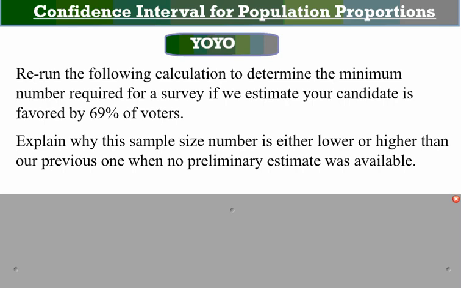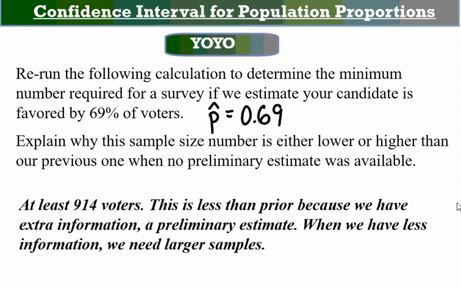I'll have you try. Rerun the following calculation to determine the minimum number required for a survey if we estimate our candidate is favored by 69% of the voters. So that means now that p is no longer 50%, we have an estimate. It is 0.69. Explain why the sample size number that you get is either lower or higher than our previous one when no preliminary estimate was available. That's why we had to use p hat before as 50%, 0.5. So rerun the calculation we just did, tell me what you get, and explain why.